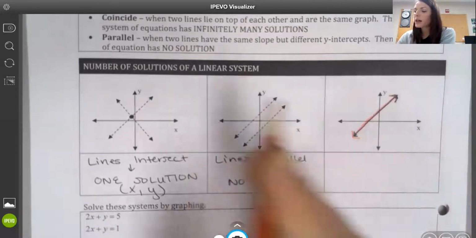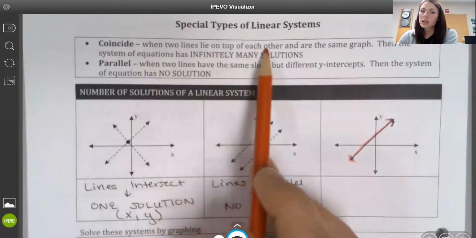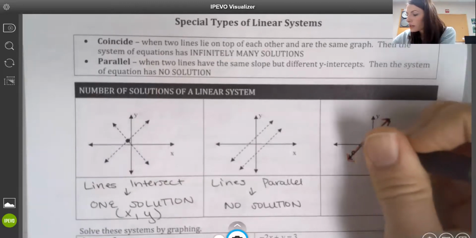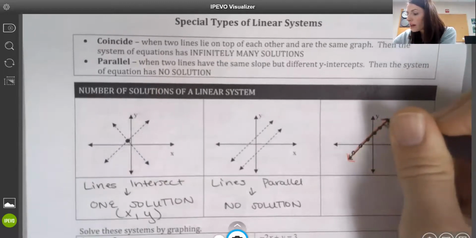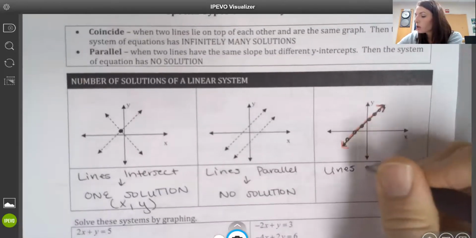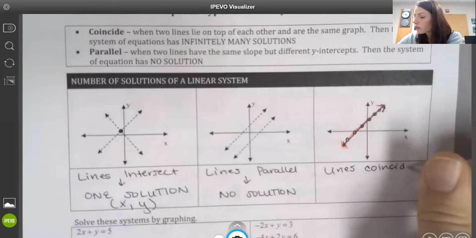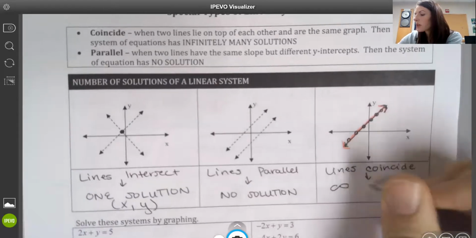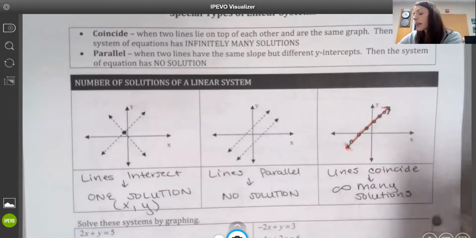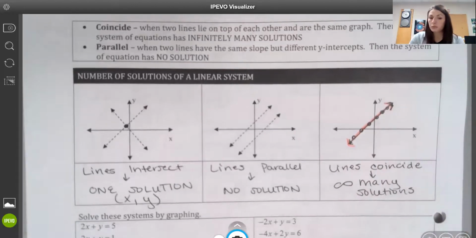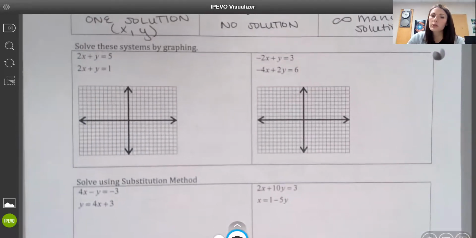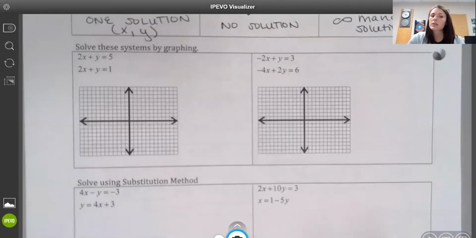The lines coincide, which means the two lines lie on top of each other on the same graph. In this case, every single point on here is an XY value that will work for both lines. So if the lines coincide, that means there's infinitely many solutions. Every point on one line is a solution on the other line. So what we're going to start seeing is solving by graphing or solving by substitution, where these cases show up.